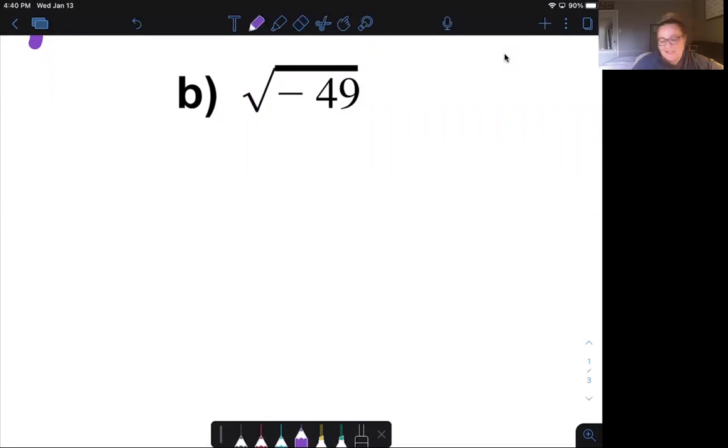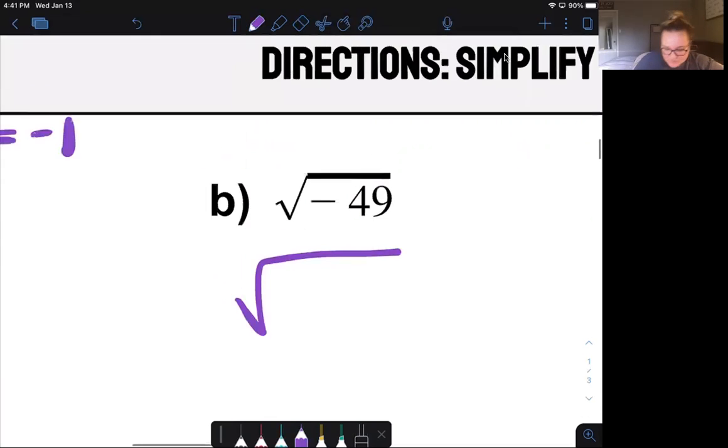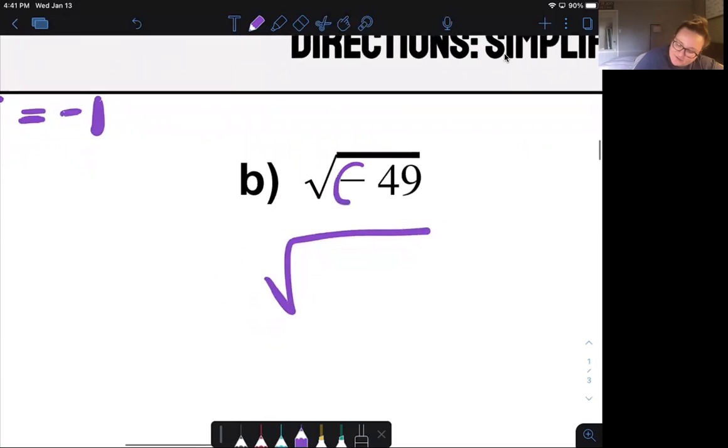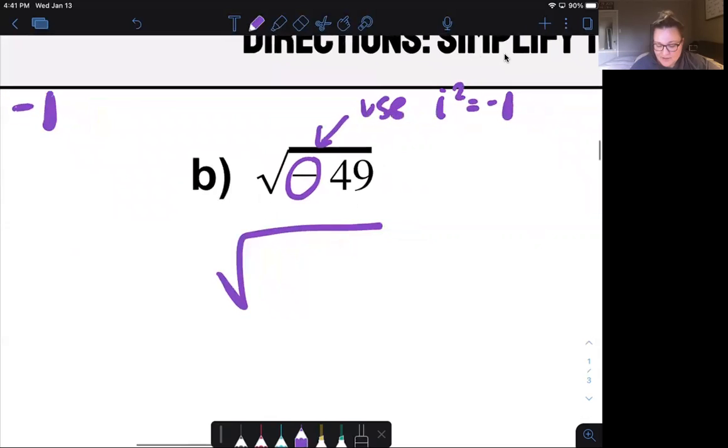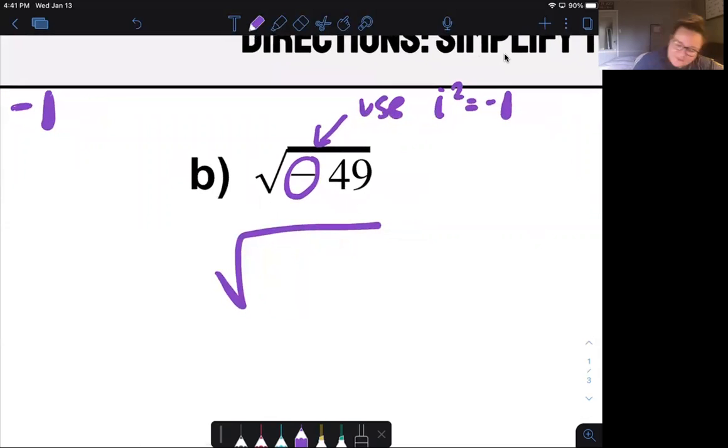So taking the square root of -49. If I asked you for the square root of +49, I'm sure you would just tell me it's 7, right? But this time we're taking the square root of -49. So what's that going to be? Well, here's what I recommend. Remember, anytime you have a negative under the radical, I want you to use i squared equals -1. And the way I do that is, think about -49. Isn't -49 the same thing as -1 times +49?